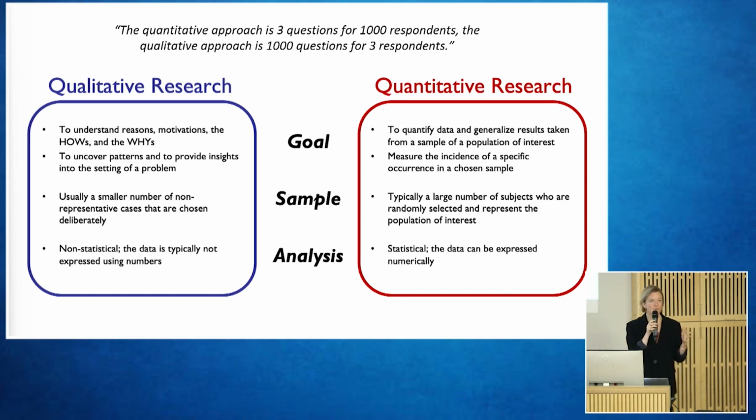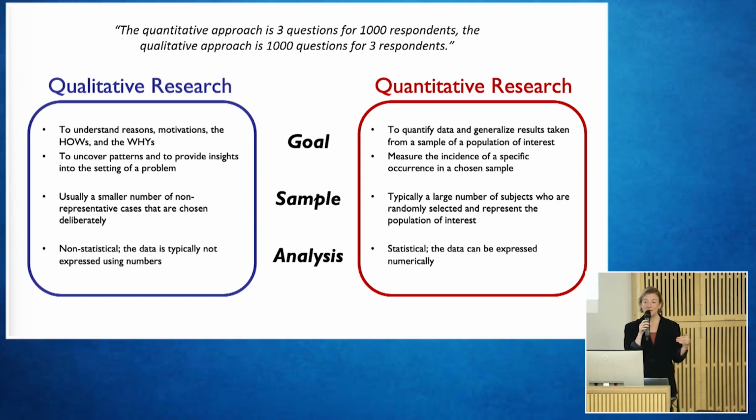I'm going to talk broadly about two different approaches: a qualitative research approach and a quantitative research approach. I think many of us are pretty familiar with a quantitative research approach. So this is an overly simplified look at some of the differences between qualitative and quantitative research, but it's a useful comparison because it highlights the strengths inherent in both approaches. A sort of adage is that the quantitative approach is 3 questions for 1,000 respondents. The qualitative approach is 1,000 questions for 3 respondents.